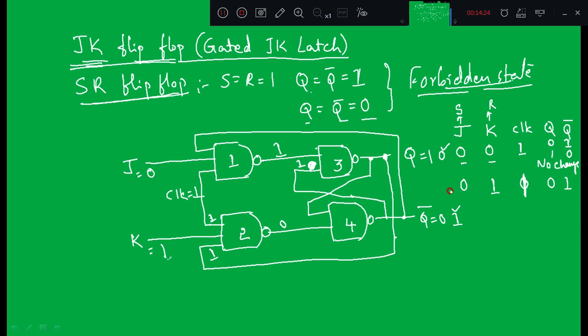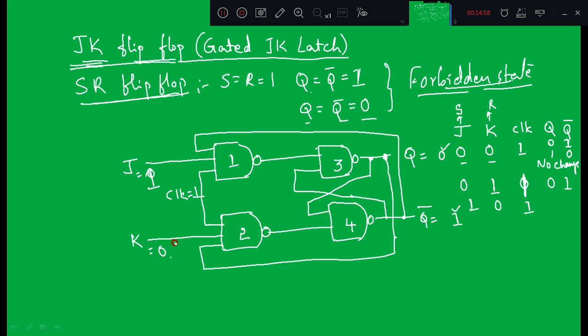So now I'll make J is equal to 1. I'll erase these intermediate values, just wait. So we will take the third case where J is equal to 1 and K is equal to 0, and we will apply the control input, which is 1, okay? We'll make J is equal to 1, K is equal to 0, and the previous state we are going to assume is 0 and 1, right? Now we will analyze the circuit.